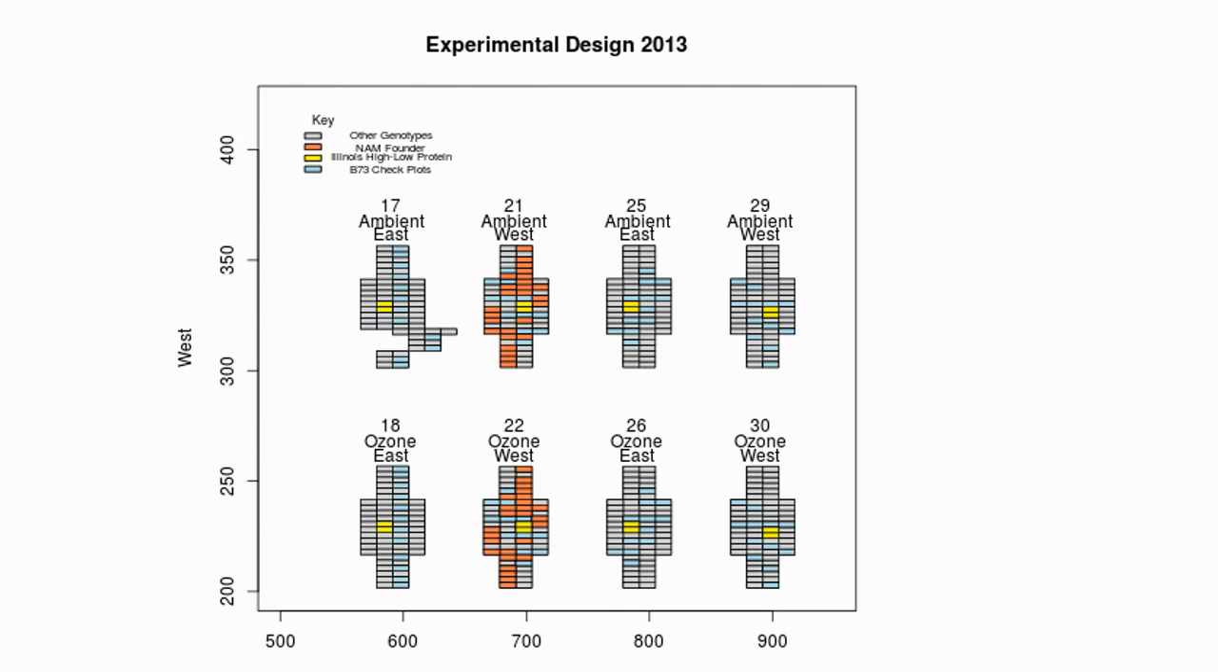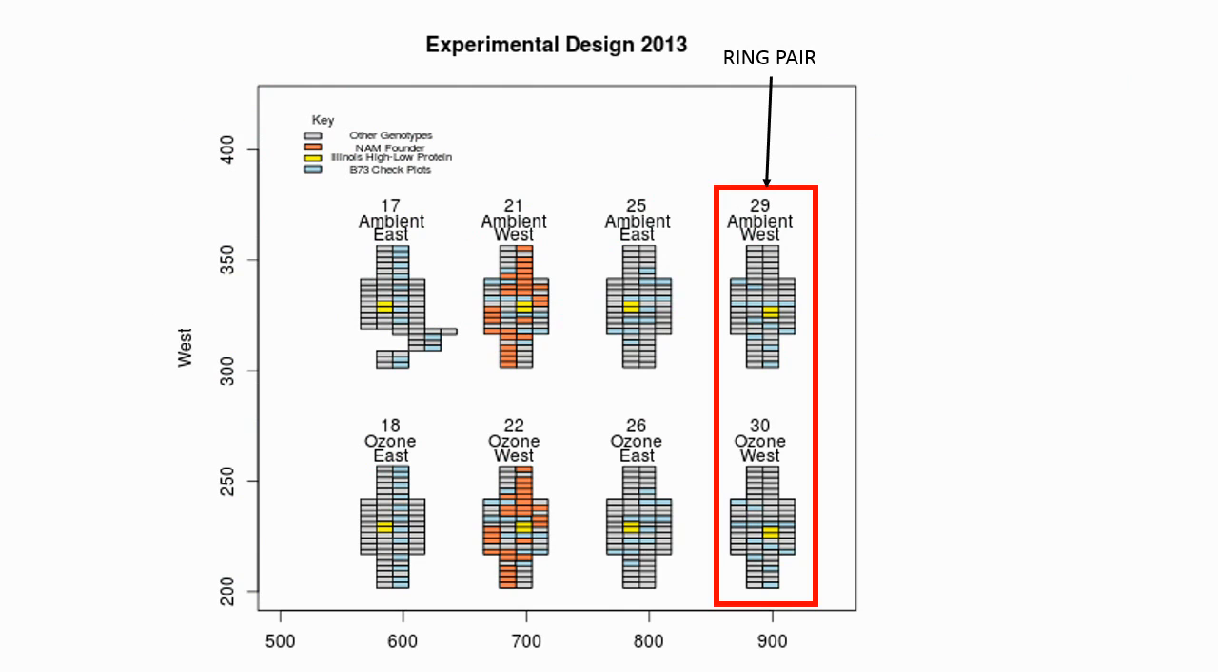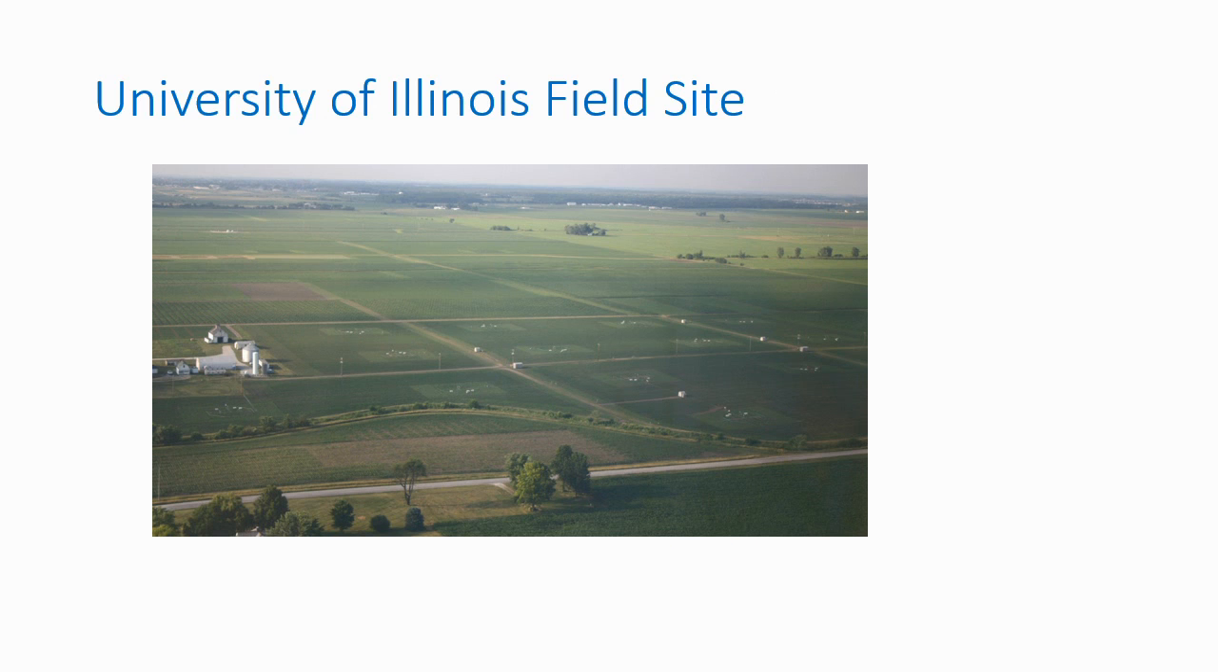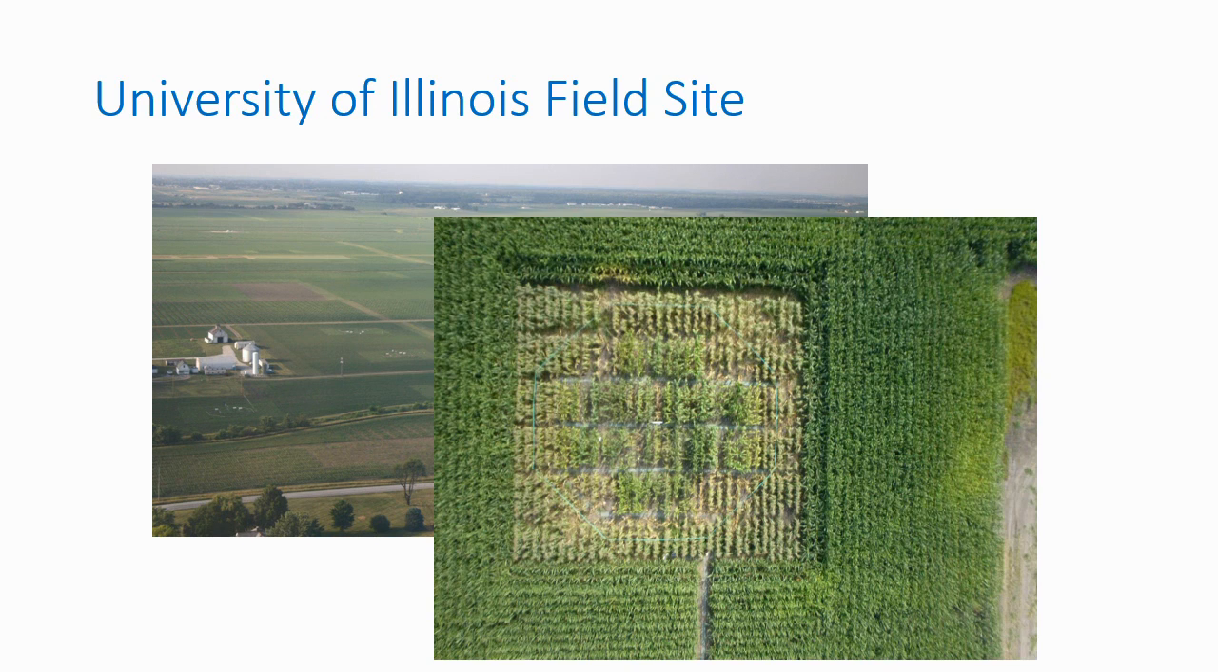This is what the field looks like if you make a map. And then we have ring pairs of ozone and ambient. This is what the field looks like. It's huge. So there's a lot of variation here across this whole field. So this is something to keep in mind. That's one plot. That's an aerial view of one plot.